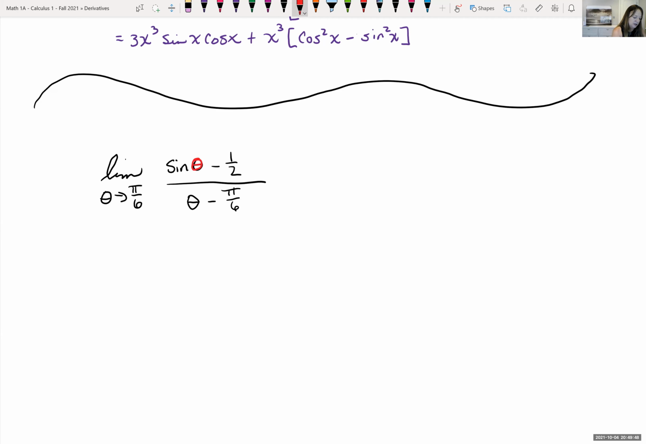Notice if we plug in pi/6 wherever I see a theta, my denominator, pi/6 minus pi/6, is 0. And my numerator, sine of pi/6, which is 1/2, minus 1/2 is also 0. And so, again, I get that indeterminate form.